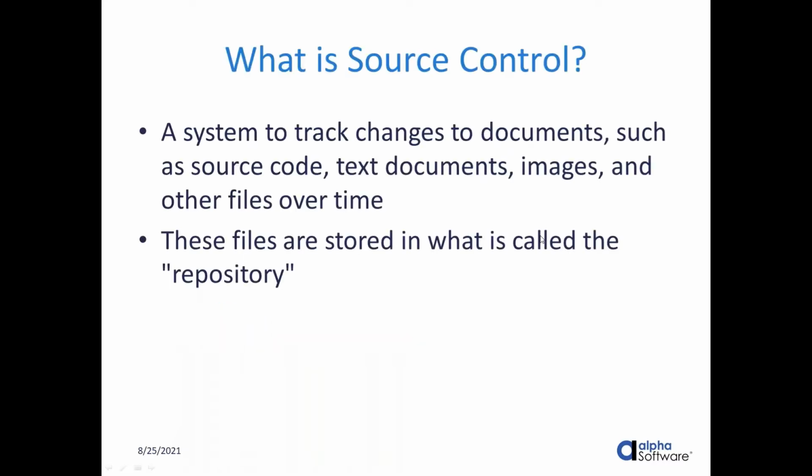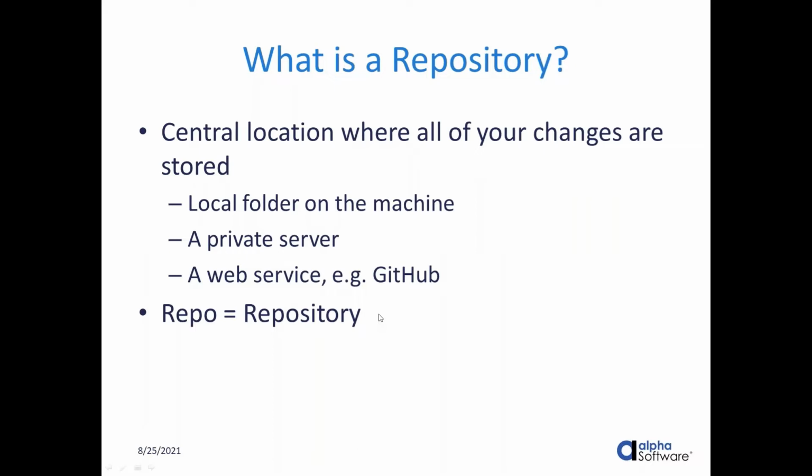So just to start, source control, what is it? It's a system for tracking changes to documents. So your text documents, code files, changes to images, really any type of file that you save. Source control can track those changes to a file over time and create a history of them. And that whole system of tracking those changes is called a repository. The repository has your files. It also has all of the version history associated with those files.